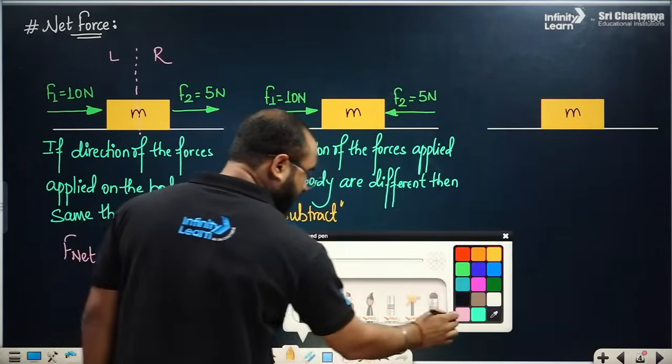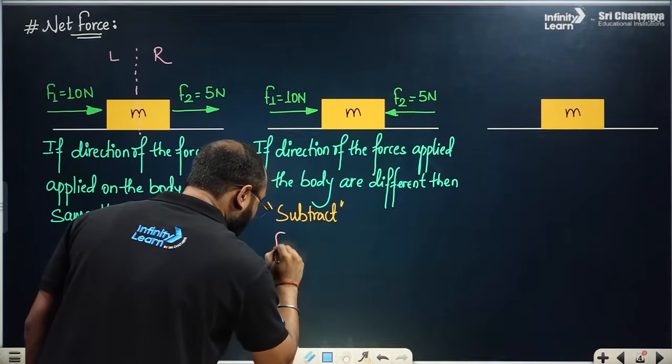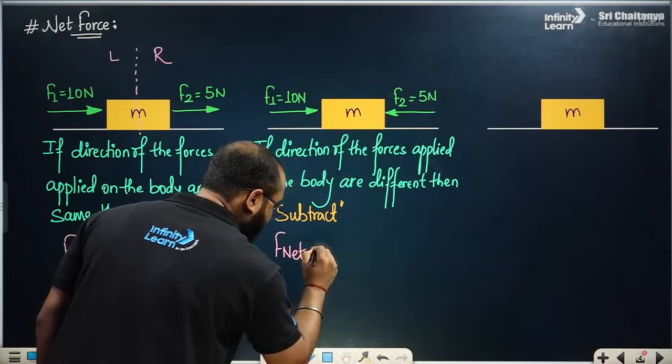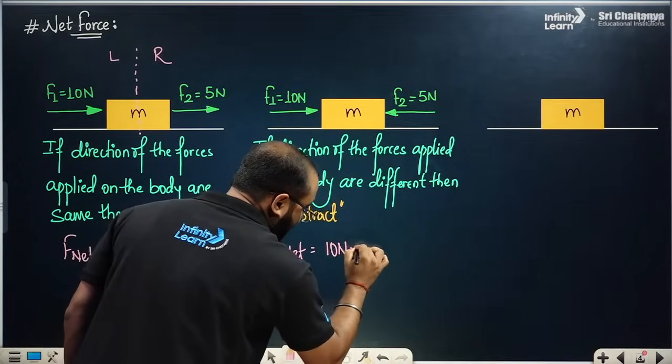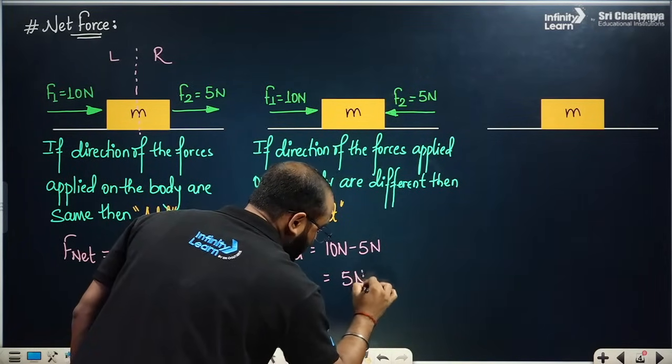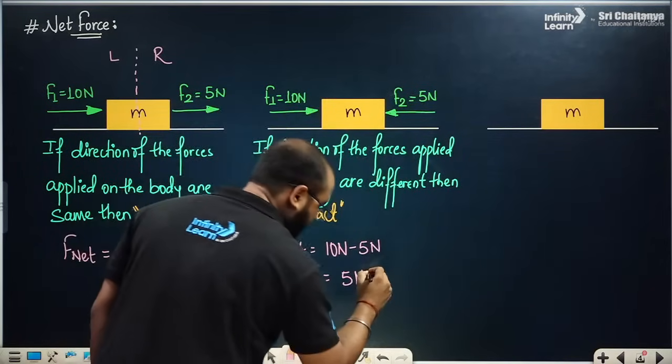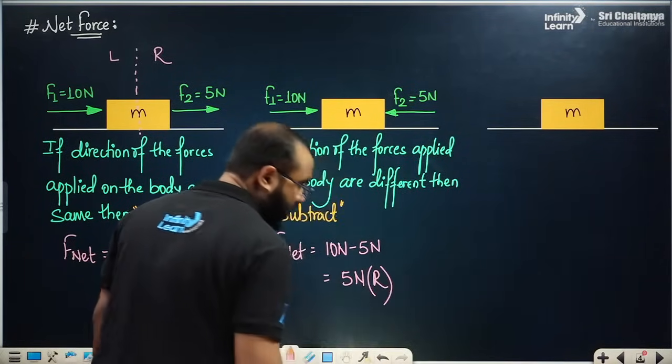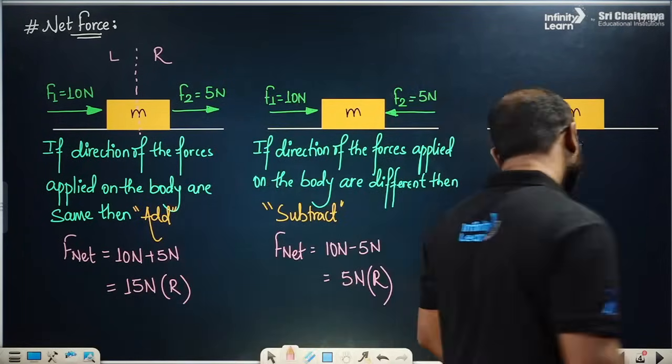Subtract. In this particular case, what will be the F net? The value of F net is coming out to be 10 Newton minus 5 Newton. That is going to be 5 Newton, everyone. In which direction, if you try to understand, it is towards the right. I believe it is clear to all.